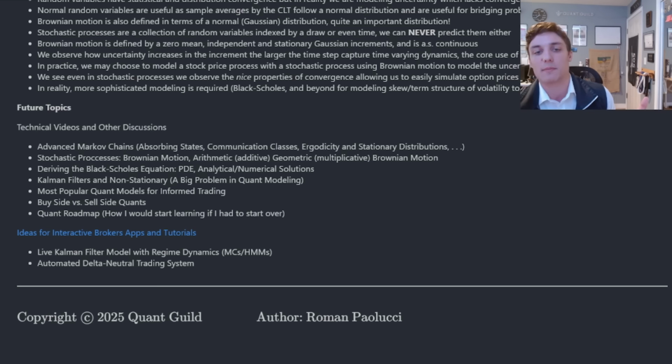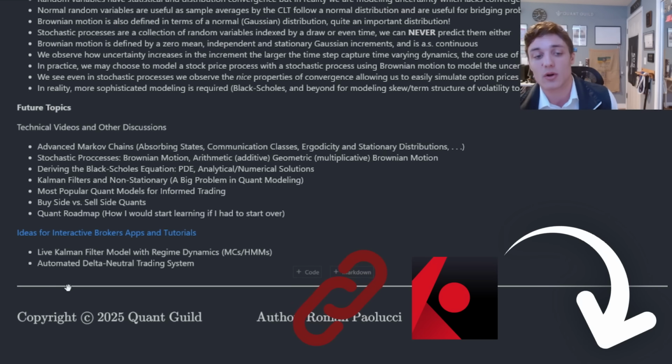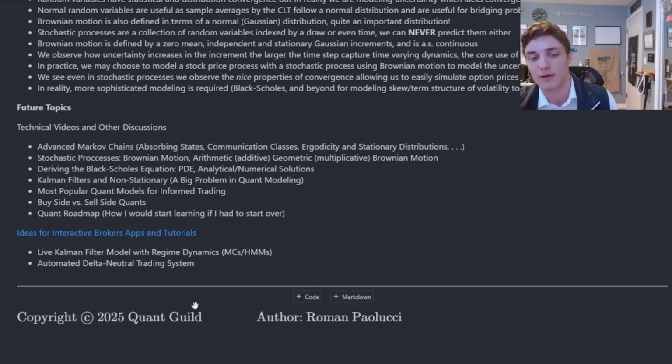We already talked about Brownian motion and arithmetic Brownian motion. This is that additive process. I'd like to get into geometric Brownian motion, a multiplicative process, and derive the Black-Scholes PDE. Then we can look at analytical and numerical solutions. I think that will tee up nicely this idea of an automated delta neutral trading system. This is something that I've been playing around with for quite some time. I've built out a lot of the infrastructure. That will certainly be a very big project of a video to put together.